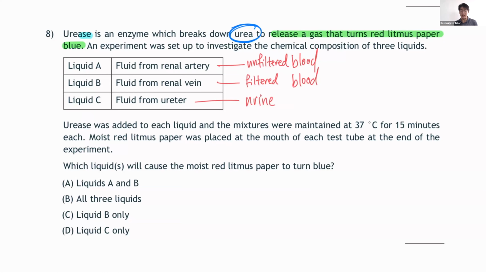And yes, Brian, you're correct. Before I move on to the next question, I want to ask, what could this gas be? A little bit of chemistry now. Let's say it's ammonia. Why ammonia? It turns red litmus paper blue, which tells me it is an alkaline gas, correct? So yes, the answer is ammonia. Why? Because, how is urea produced? From the deamination of, okay, right.